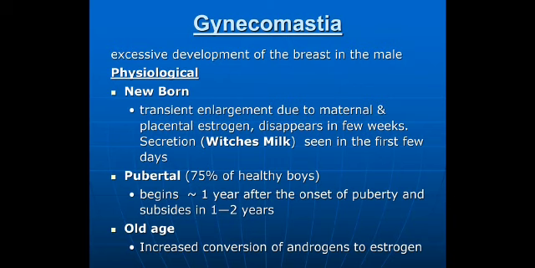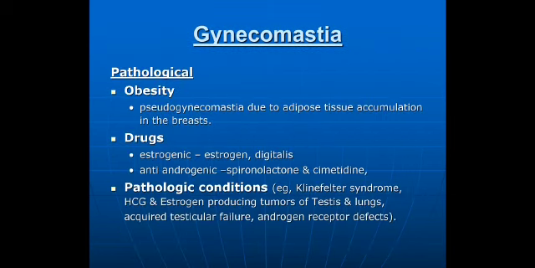During puberty, it is seen in 75% of healthy boys, begins 1 year after the onset of puberty and subsides in 1 to 2 years. In old age, there can be gynecomastia due to increased conversion of androgens to estrogen. So what are the pathological causes? Pseudogynecomastia due to obesity can result from adipose tissue accumulation in the breast.